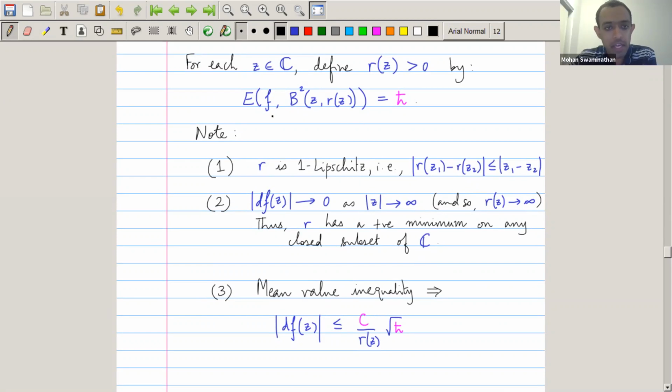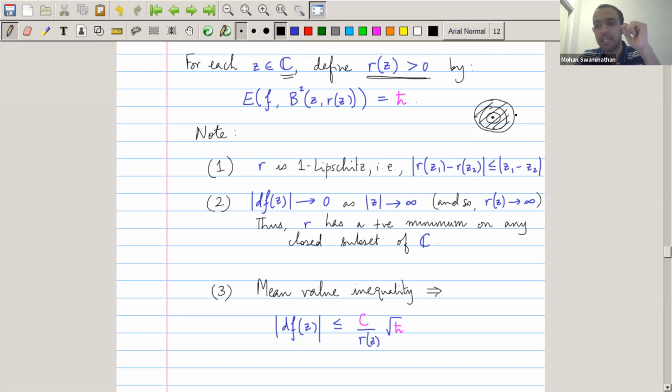So let me introduce this main object and then maybe not go through all the details. For each z in C, let's define a radius R of z bigger than 0 by the following requirement. Namely, R of z is the distance you need to go from z in order to capture an energy h-bar around z. If you take bigger and bigger balls around z, eventually you'll reach a ball where you capture exactly energy h-bar. This will be some unique radius, and this is the radius that I'm associating to each point z.